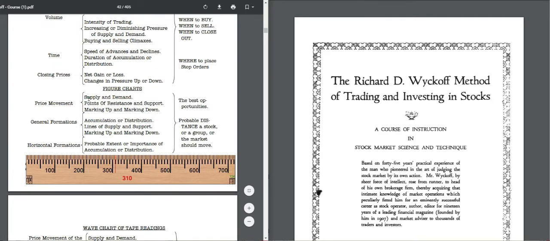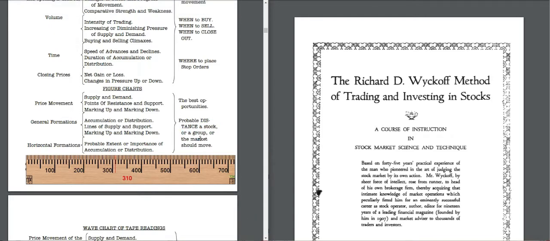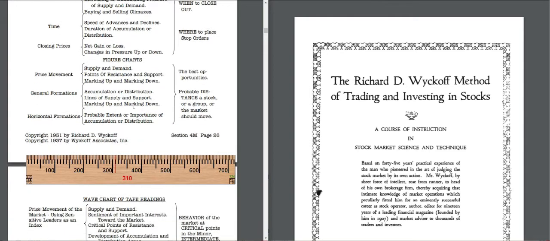The figure chart tells you point of support, resistance, markup, markdown. I mean, if it's just going up, the best opportunities are the ones with nice bases, stuff like that. Accumulation, distribution, lines of support, supply, markup, markdown. Probable distance, both a group and a market can move, not just a stock, a group and a market. It's really important to understand these things because if you have a group in your favor with a nice base, I think it's favorable. Probable extents of importance of accumulation or distribution.